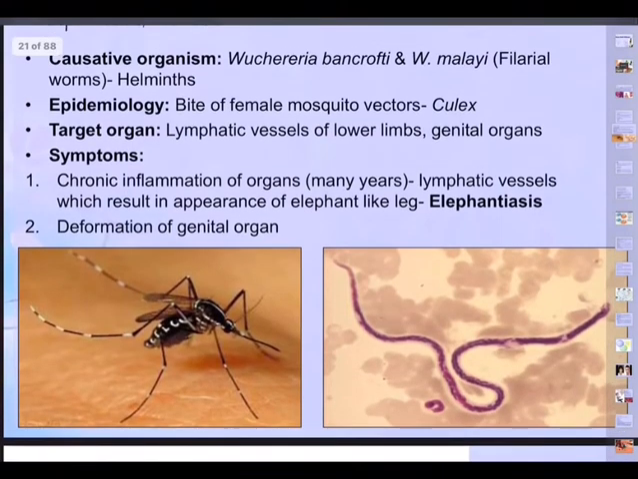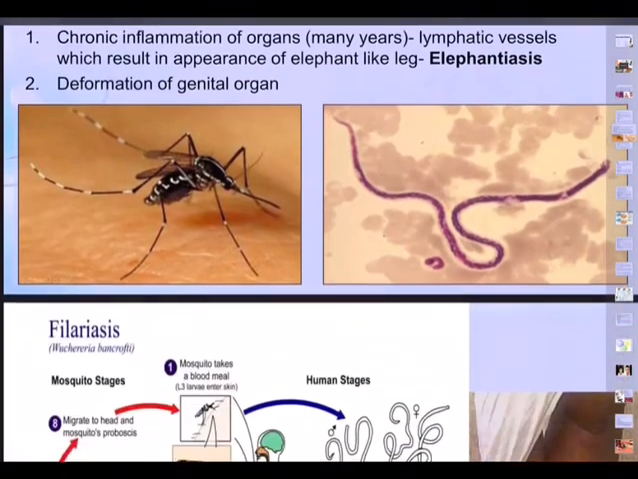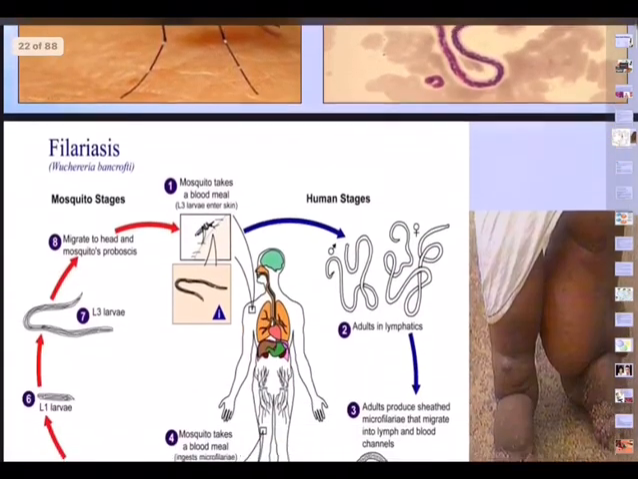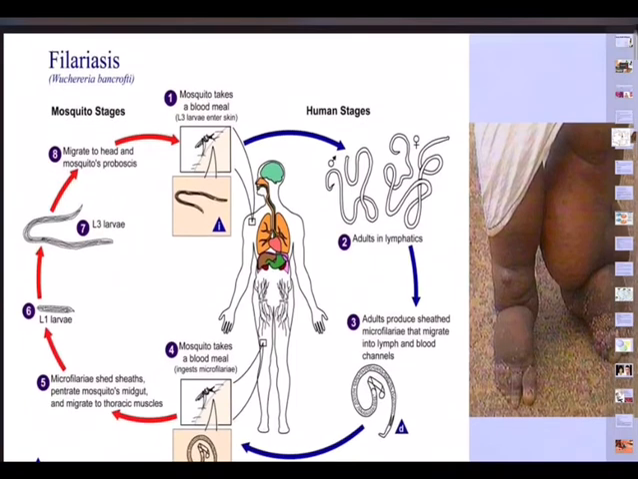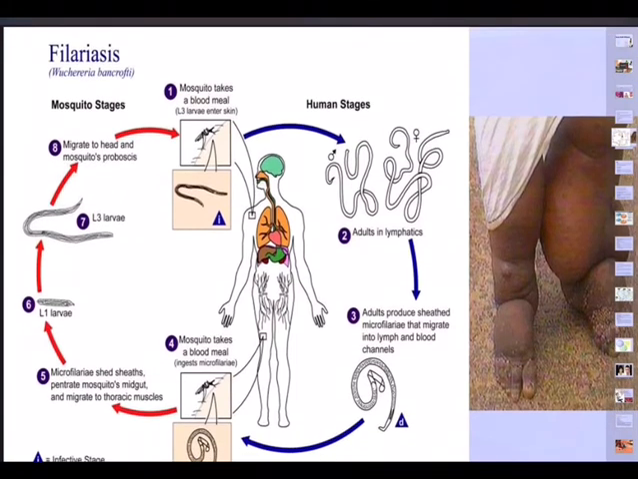And as I said, chronic inflammation of organs, many years it will be there. Lymphatic vessels will be affected. And you can see here the deformation of the genital organ also. And look at the photo. This is how the filariasis, Wuchereria, will spread. And look at the leg swelling, abnormal swelling. That's how we call it elephant leg.